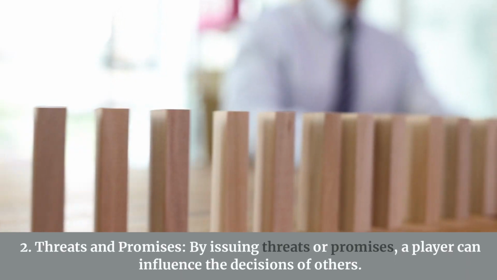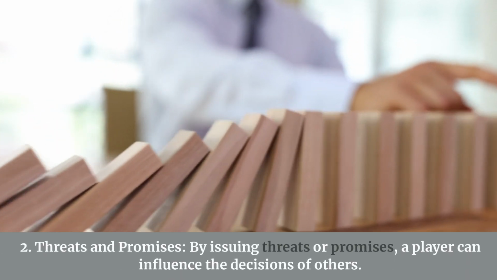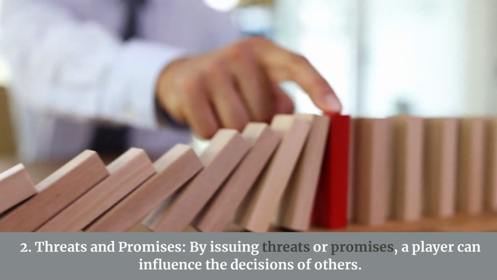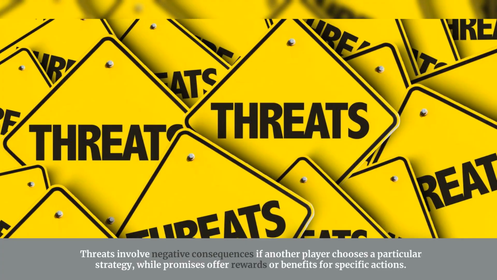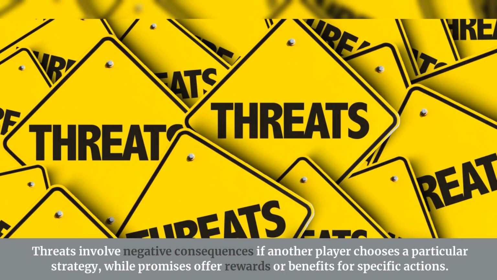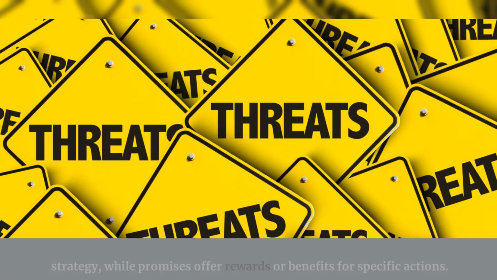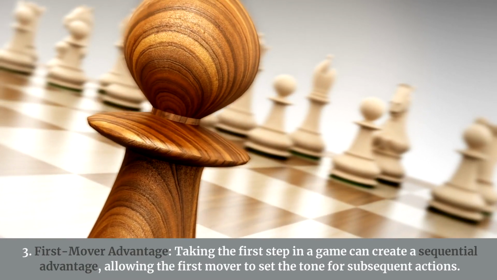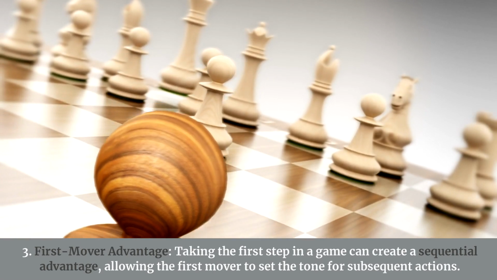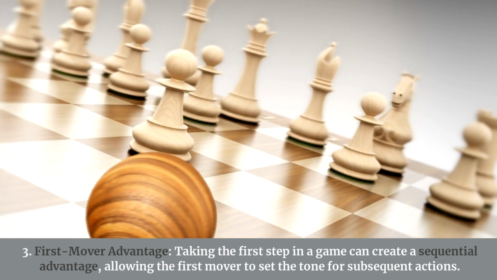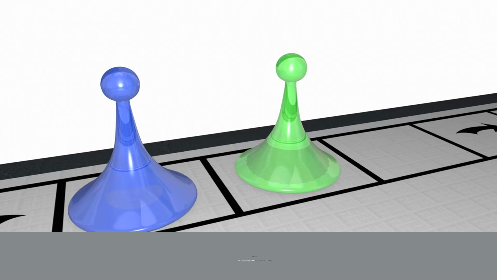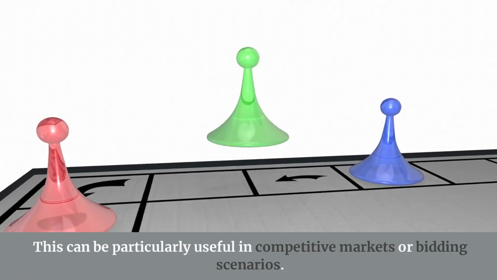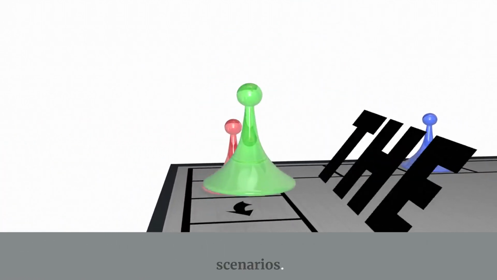2. Threats and promises. By issuing threats or promises, a player can influence the decisions of others. Threats involve negative consequences if another player chooses a particular strategy, while promises offer rewards or benefits for specific actions. 3. First mover advantage. Taking the first step in a game can create a sequential advantage, allowing the first mover to set the tone for subsequent actions. This can be particularly useful in competitive markets or bidding scenarios.